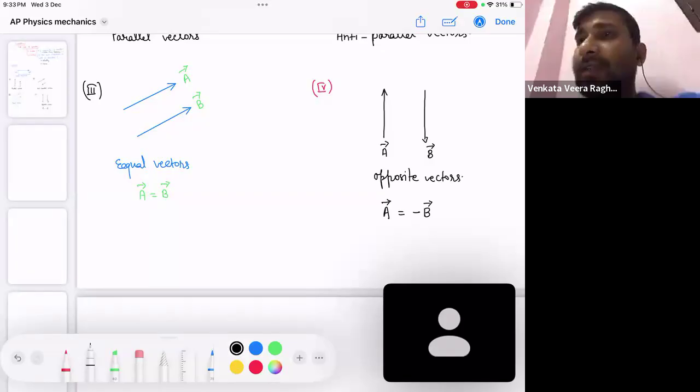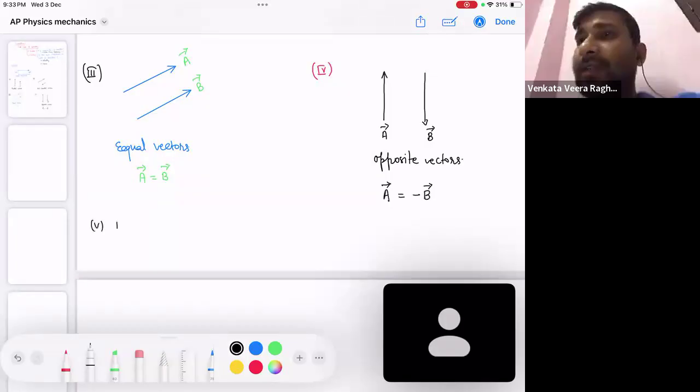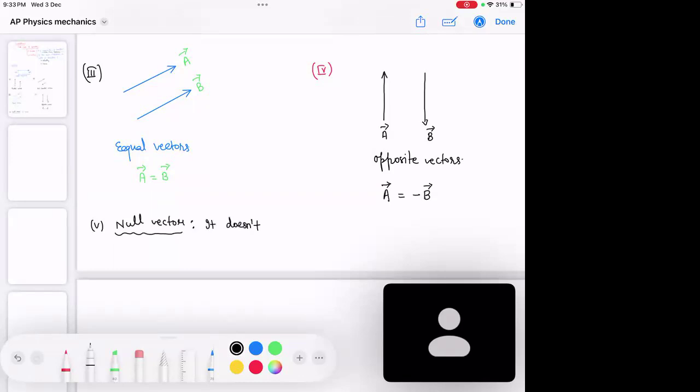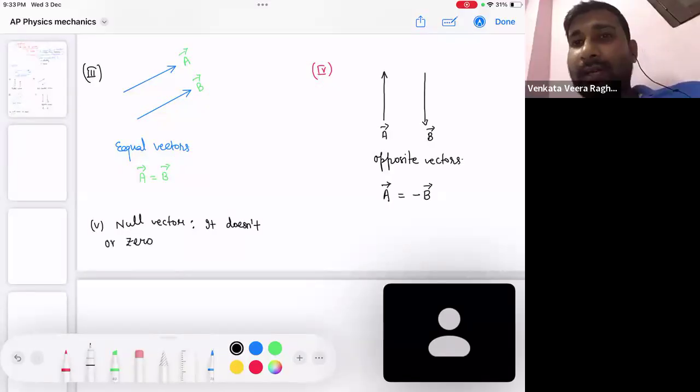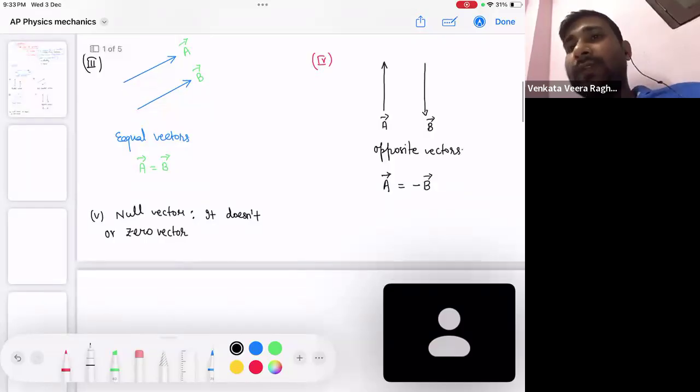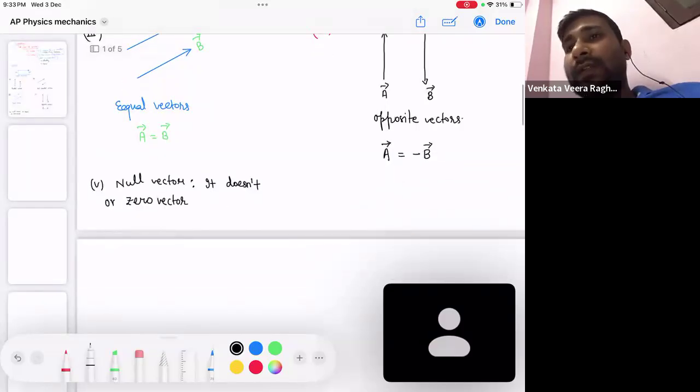And the last one is the null vector. It's just a definition, not very useful. What does it mean, null vector? It doesn't have any magnitude. The null vector is also called the zero vector. So it doesn't have any magnitude. Is that clear?